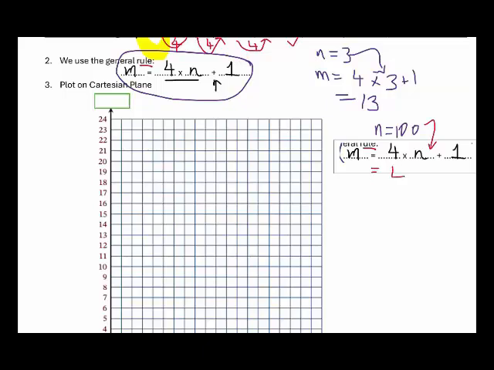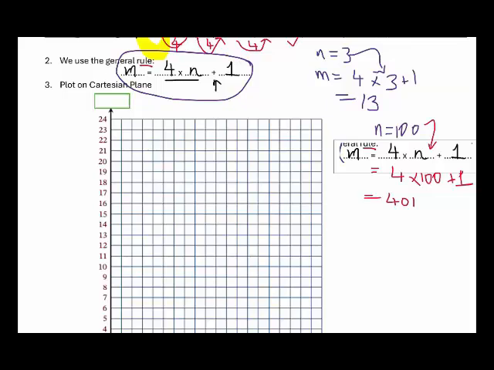But we go 4 times 100 plus 1, and because we know our BODMAS or our BIDMAS, whatever you want, 4 times 100 is 400, plus 1 is, I will need 401 matches, and that's a lot. Now we'll look at the next bit.